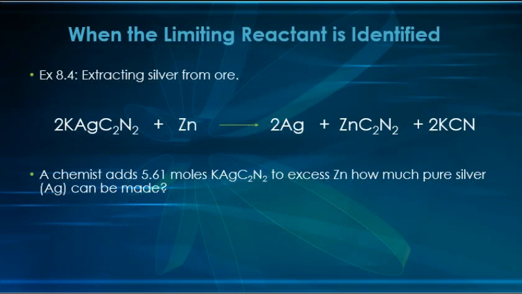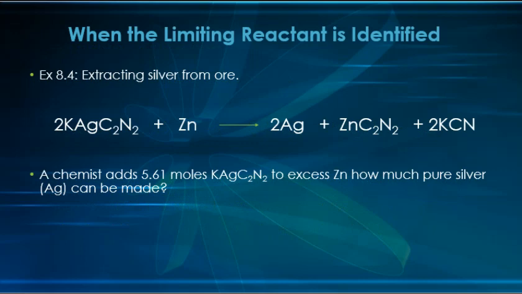All right, so when the limiting reactant is identified, here's another time when we're using silver. We're going to try to just get pure silver out of this. Let's say that I believe that this right here, this 2KAg(C2N2), is considered silver ore. So if I'm a miner digging into the ground and I find this vein of silver and I want to actually extract the silver from it, I can do that chemically and get that silver out by reacting it, apparently, with zinc. I find that interesting. I wonder how that gets done. So a chemist adds 5.61 moles of this silver ore to excess zinc. How much pure silver can be made?